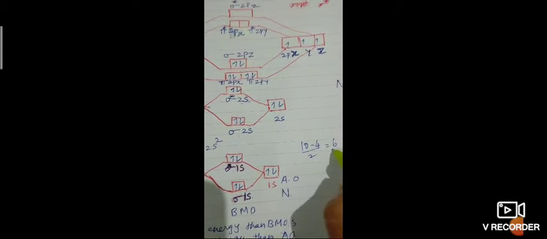So you can practice this energy level diagram by drawing this type of orbital. The bond order for nitrogen is 10 minus 4 by 2, that is 6 by 2, so 3. So nitrogen has 3 bonds between the atoms. Oxygen has 2 bonds.